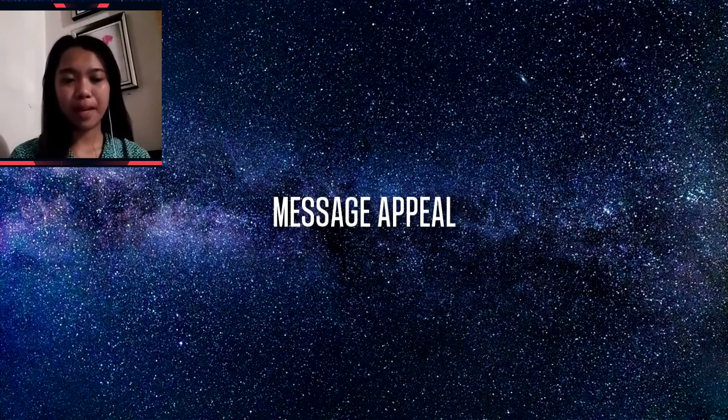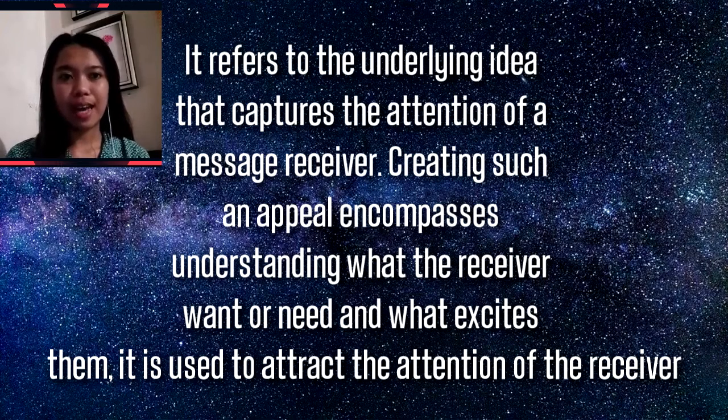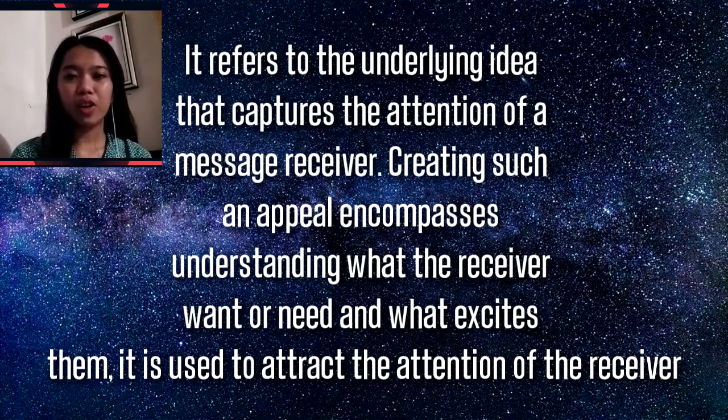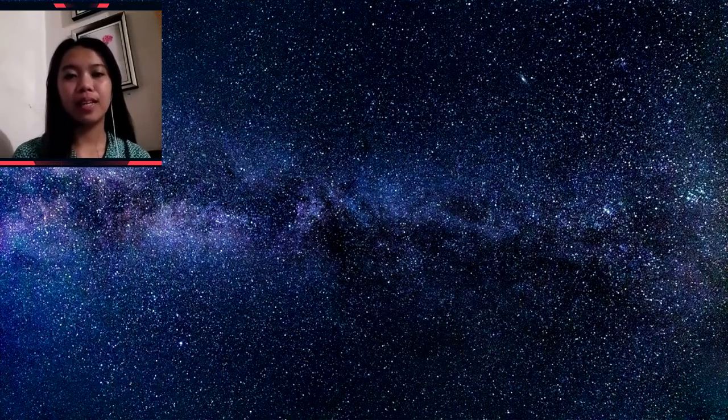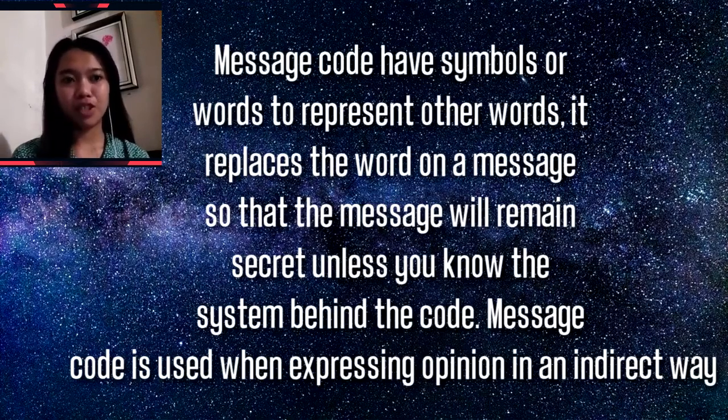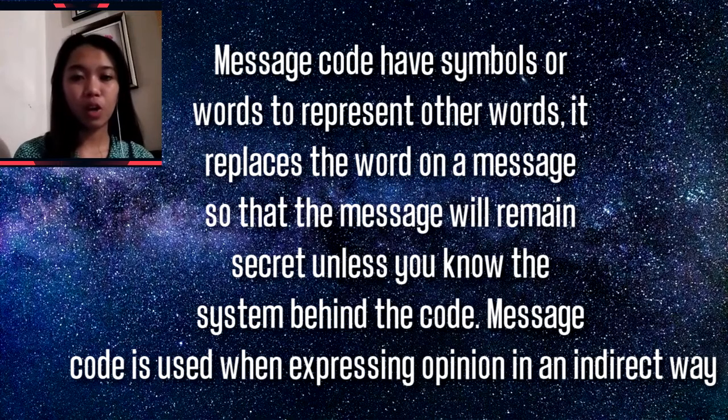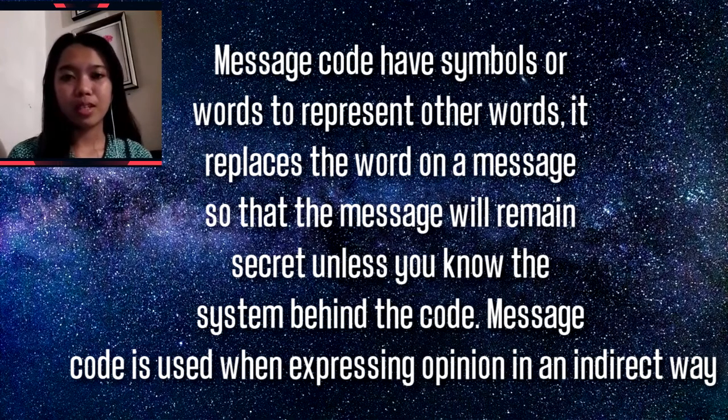Next is message appeal. It refers to the underlying idea that captures the attention of a message receiver. Creating such an appeal encompasses understanding what the receiver wants or needs and what excites them. It is used to attract the attention of the receiver. And the last one is message code. Message code uses symbols or words to represent other words. It replaces the word in a message so that the message will remain secret unless you know the system behind the code. Message code is used when expressing opinion in an indirect way.